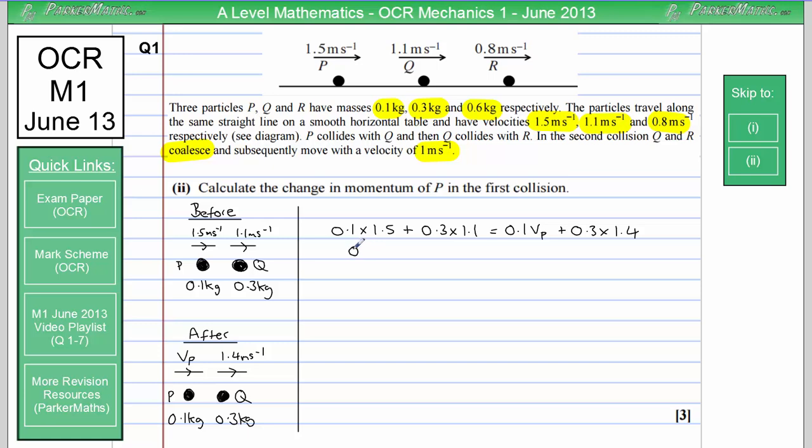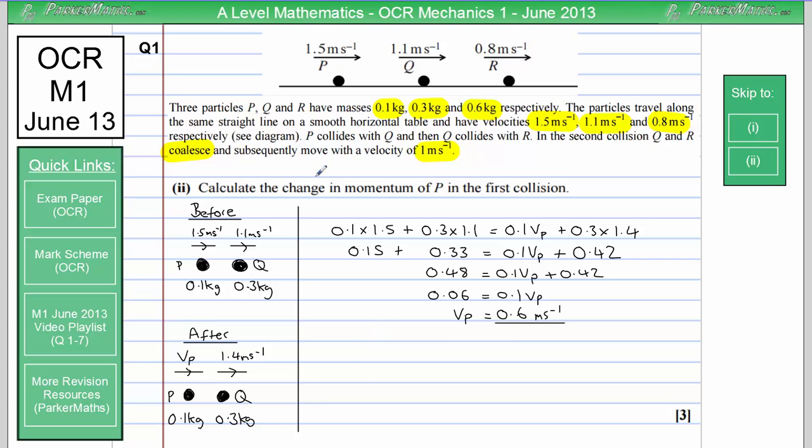0.1 times 1.5 is 0.15. And if we add to that 0.3 times 1.1, that's like 3 times 11, that gives us 0.33. And on the right hand side, we've got 0.1 Vp plus 0.42. Simplifying further gives us 0.48 on the left hand side equals 0.1 Vp plus 0.42. If we subtract 0.42 from both sides, we get 0.06 equals 0.1 Vp. If we then divide through by 0.1, we end up with Vp equals 0.6 meters per second.